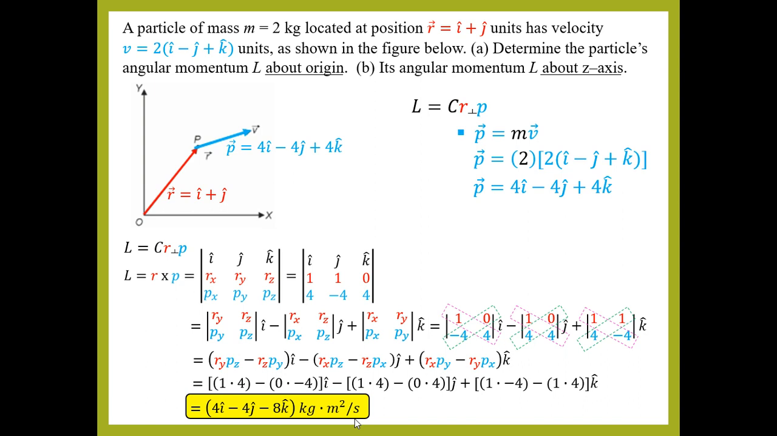Now, to find the answer for part B, it just asks us for the angular momentum about the z-axis. So really all we have to do is that right there. So the answer would simply be negative 8k, because that is the angular momentum in the z-axis. In this case, z is your k because it's x, y, z, i, j, k. So it follows that order. So the answer would just be negative 8k. All right. Let's move on to the next example.